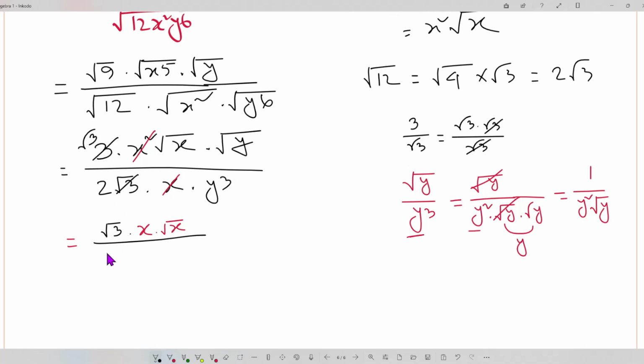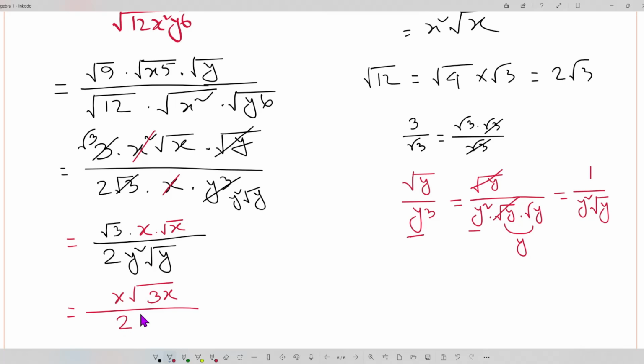So we can write this one in here. So here is 2, and then this y square, this root y out, and here is what? Y square root y. So which one we can write in here? Y square root y. So finally what happened in here? We can write x root 3x divide 2y square, then 2y square times root y.